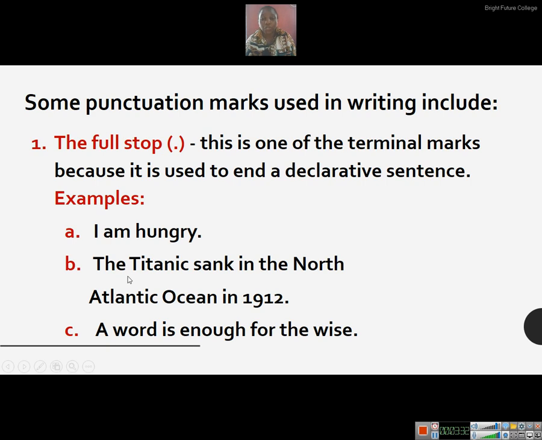That is one function of the full stop. It is used to end a declarative sentence. It is not used to end a question, okay? It is used to end a declarative sentence. That means a sentence that you use to give information. A sentence that you use to express yourself, like I am hungry, is a declarative sentence. A word is enough for the wise is a declarative sentence.